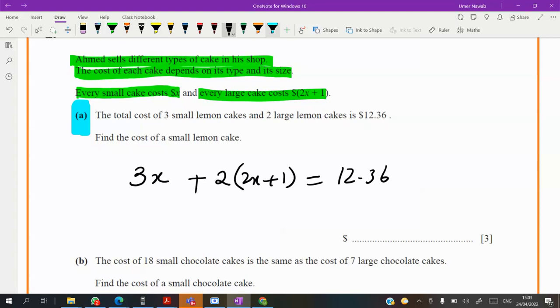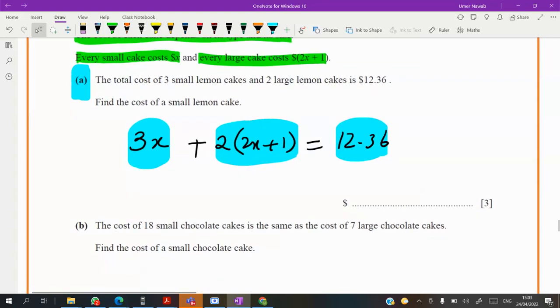I hope it clears. Look, 3x is the total price of 3 small lemon cakes, and 2 times 2x plus 1 is the total price for the 2 large cakes, and 12.36 is the total money which he has spent. Now we want to find the value of x.